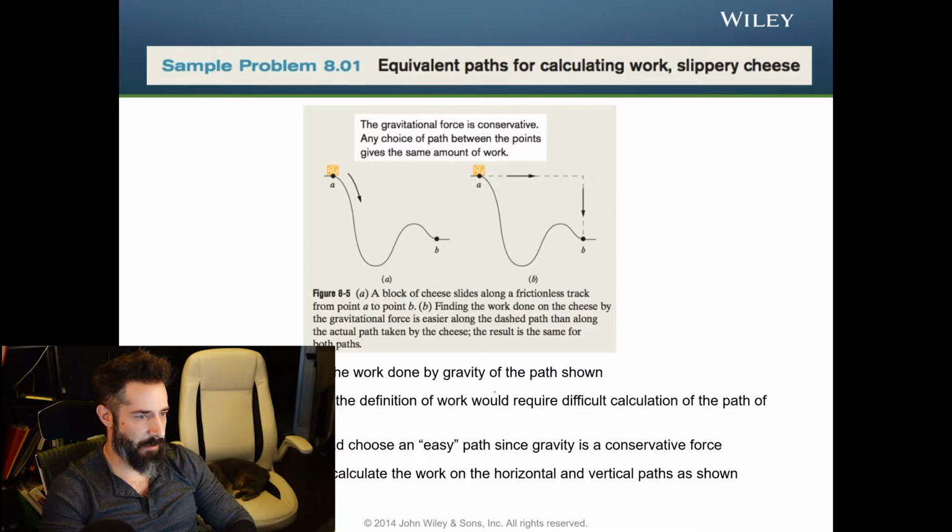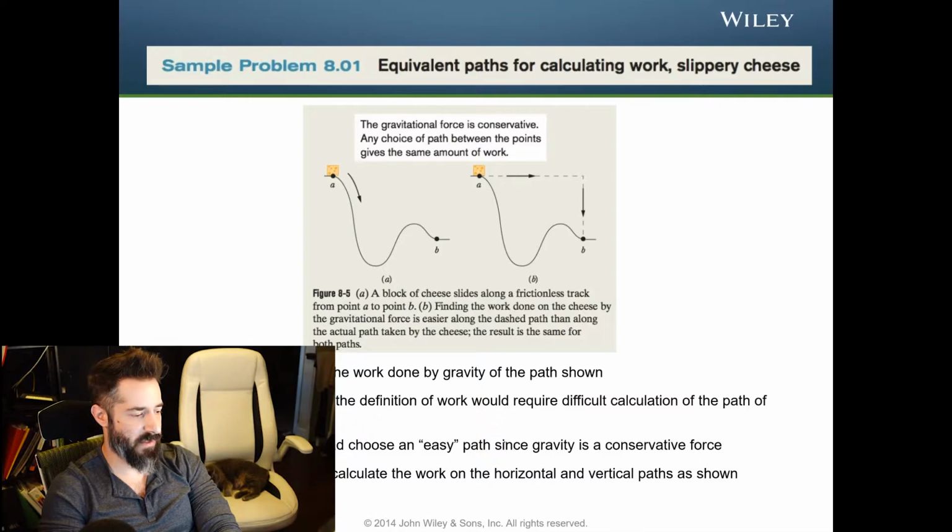This is more of the same. This is just, again, slippery cheese. There's no friction, so we choose the easy path. Obviously, we don't want to do more work. We're lazy physicists, so we ignore the path and we just do it this way. If you had to use the curvy path, obviously it would be a lot more difficult. You should get the same answer if you're doing it correctly, but it's a lot more work.